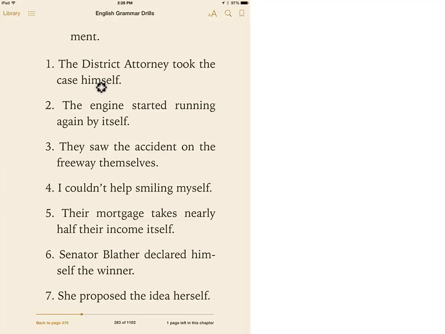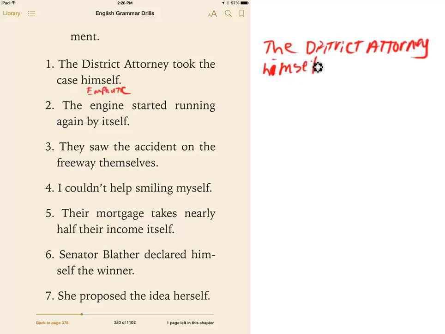Okay, and I would write, ooh, this is emphatic, because I can rewrite it. The district attorney himself took the case. So I'd have to write emphatic.